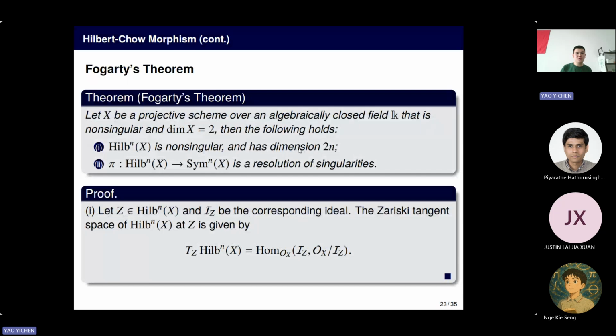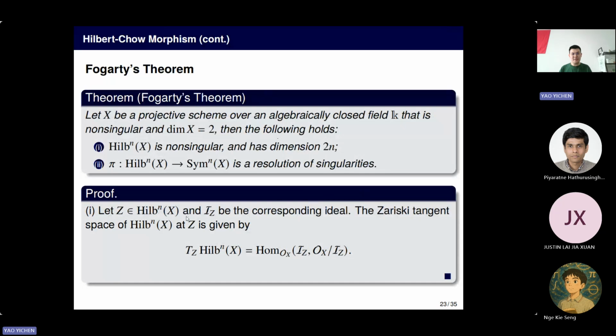And then we come to the main theorem, which is Fogarty's theorem. It says that the Hilbert scheme of X, when X is a projective surface, which means that it has dimension 2, is non-singular and has dimension 2n. And the pi we defined earlier is a resolution of singularities.